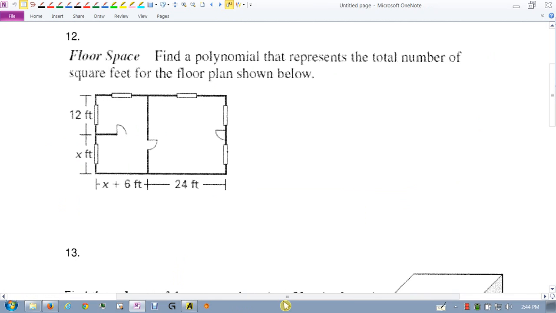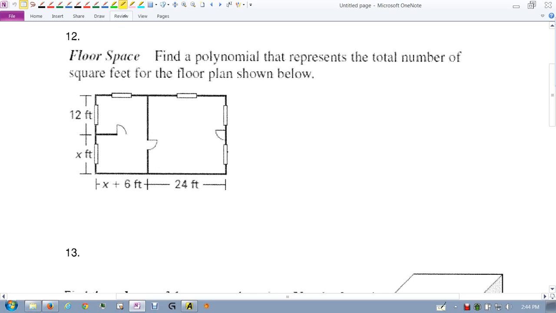Floor space. Find a polynomial that represents the total number of square feet of the floor plan shown below. So this is supposed to be the floor plan of, I guess, a house or an apartment or something. All right? And we want to know the total area.